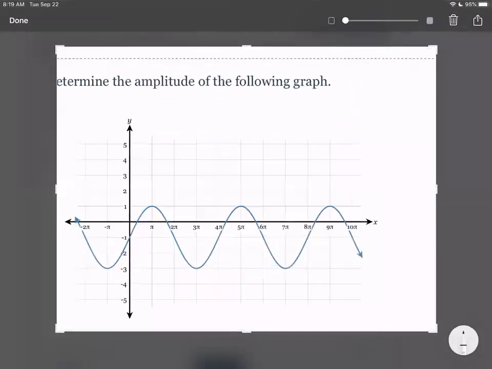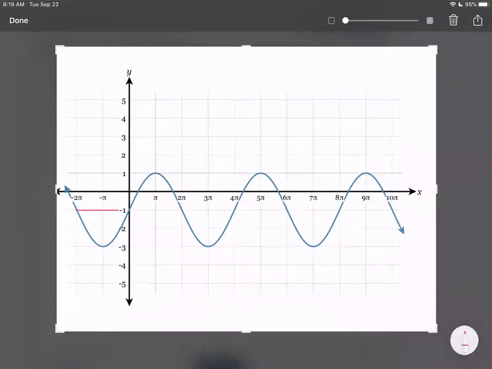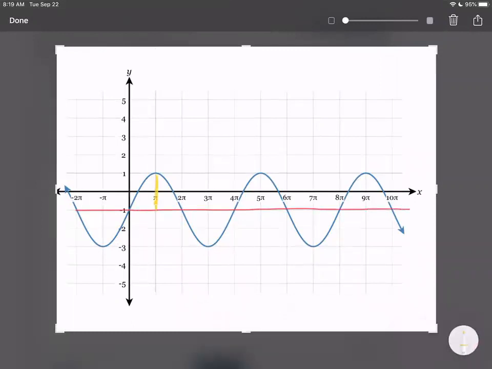Okay, so we're going to determine the amplitude of this graph. Remember, first you find the midline, visually at least. And then next you take a look at the distance between the top and the midline, or the midline and the bottom. And you will see that there is a distance of 2 here.